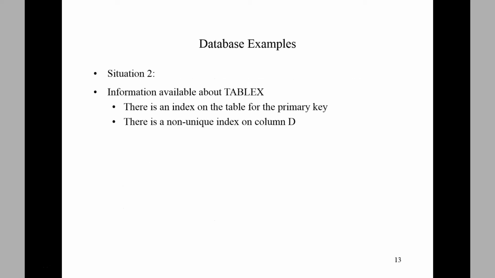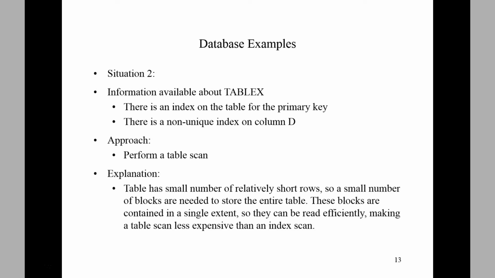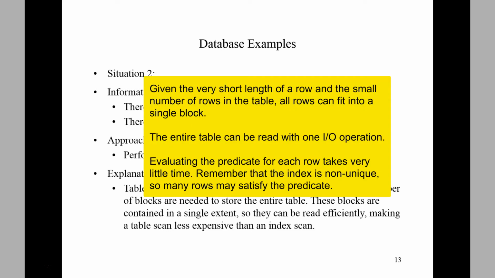Change the situation again. Now we have column D with a non-unique index. This may surprise you. We perform a table scan even though there's an index on column D. Why would the optimizer resort to a table scan rather than use the index on column D? Well, it's that additional information that was made available to us. Each row is very short, and there's a relatively small number of rows. It turns out that with this relatively small number of short rows, not that many blocks are needed to store the entire table.